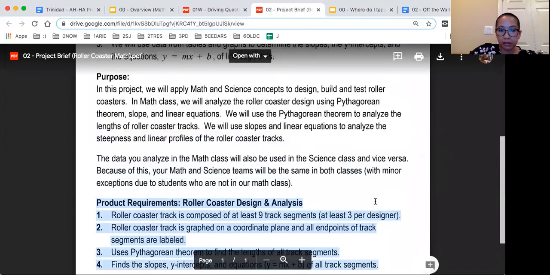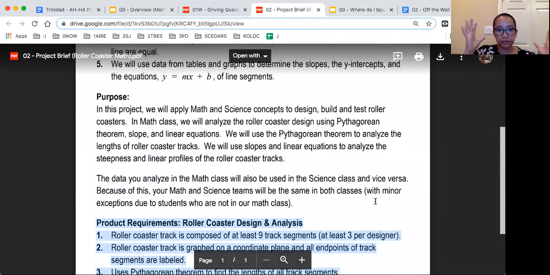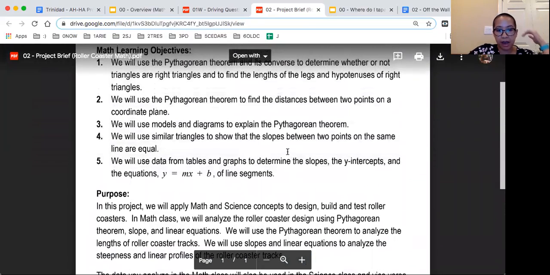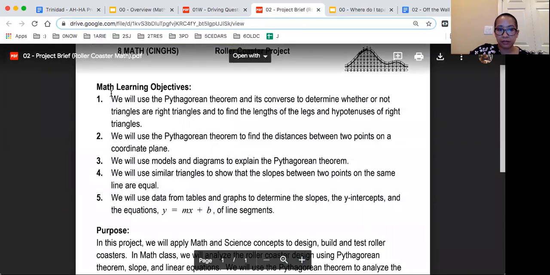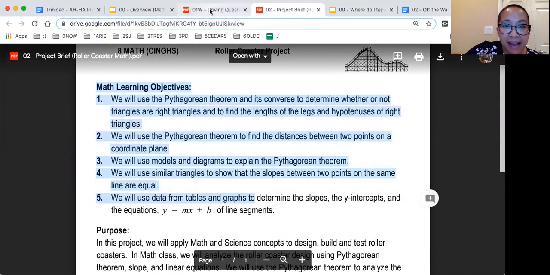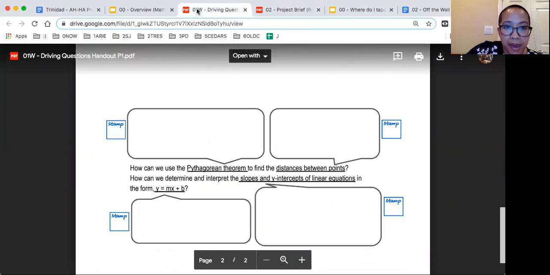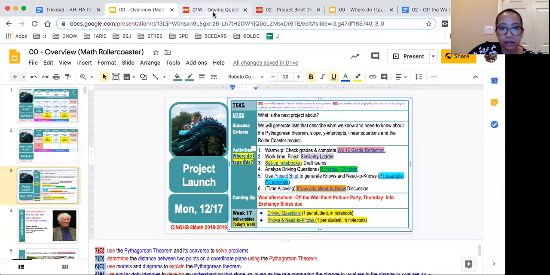So in this quick look, you'll see they have a good view of what's going to be happening in this project, and they also have separated out what they are going to be learning in terms of math or science. When I have that separated that way, it prepares them to generate knows and need to knows. So I'm going to walk through those activities.